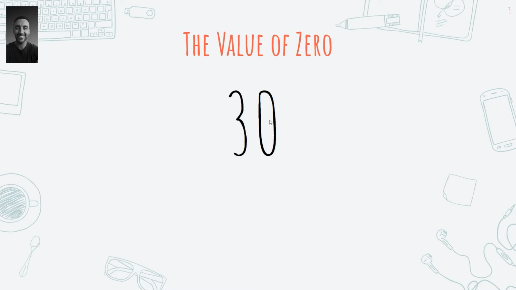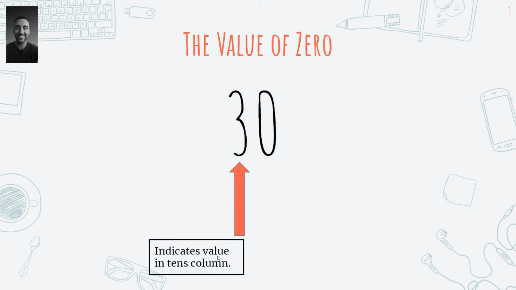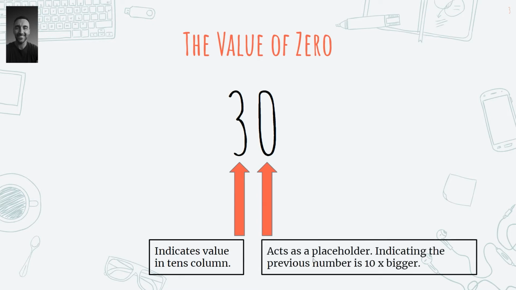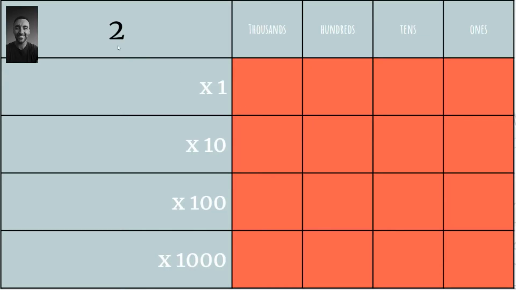So if we look at this example of the number 30, we can see that we do have a 0 in it, 3 being the value in the 10's column and 0 just being a placeholder, showing that there is no value in the ones, and that 30 is in fact 10 times bigger than 3 by placing the 0 behind it, which is incredibly important with the maths that we are going to do.